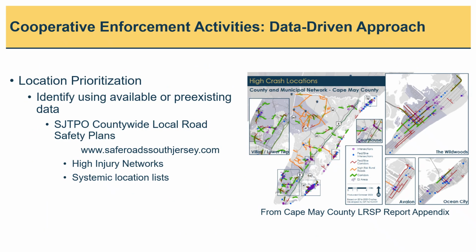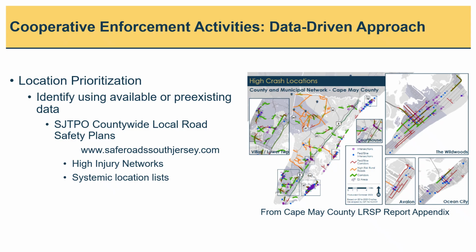The main objective to using a data-driven approach to cooperative enforcement activities is to identify locations that have the most potential for addressing safety concerns. There are several transportation plans and data already developed through SJTPO that are a great place to start. The county-wide local road safety plans include both a high injury network list and systemic analysis of each county. The high injury networks include a comprehensive list of the top roadway segments and intersections with the highest crash frequency.